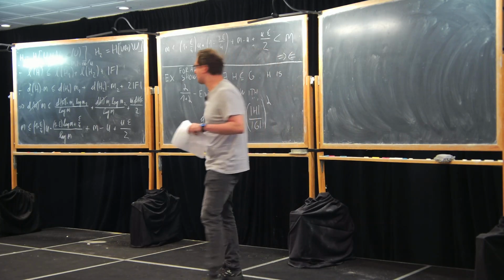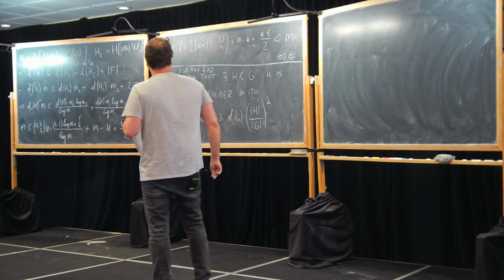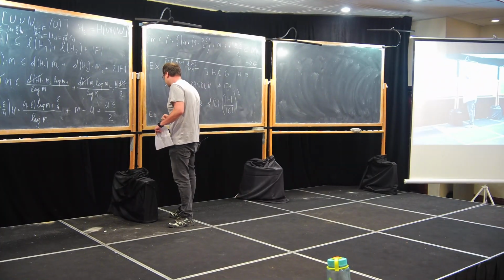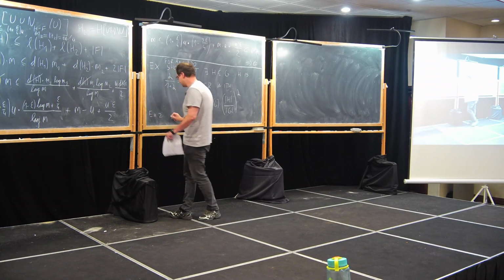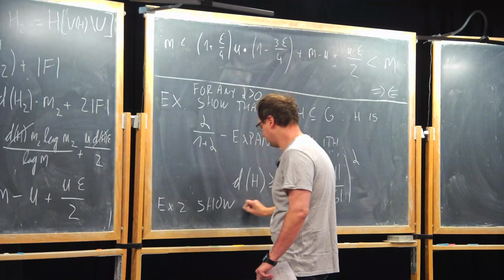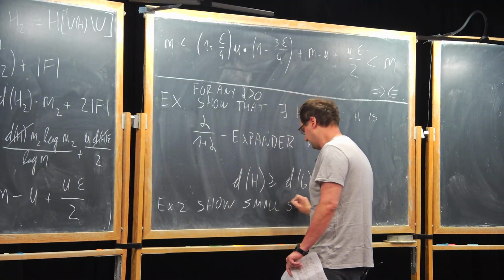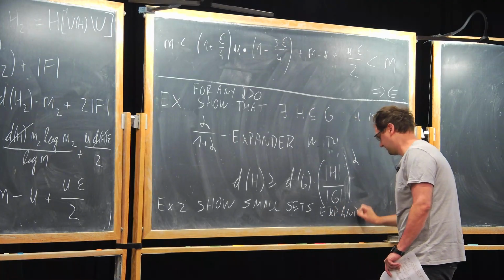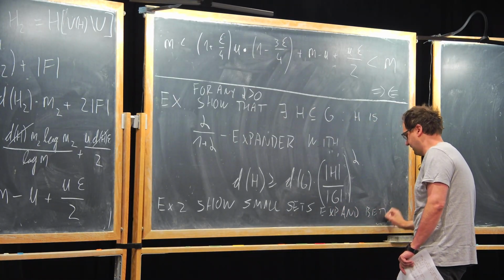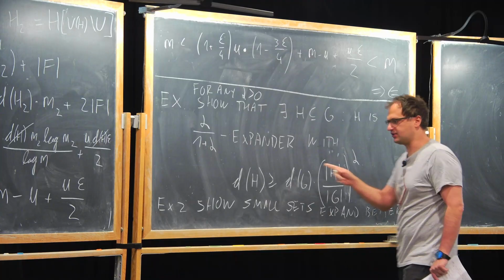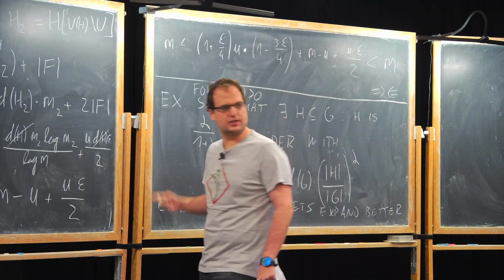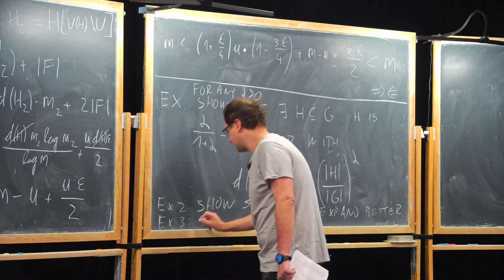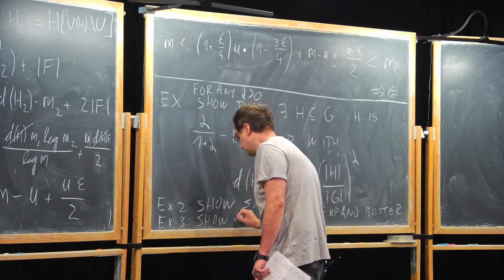So you said exercise 2 is just the same statement but with robustness. Yes, I think the notes have a bit more on it, but exercise 2 shows small sets expand better. And it's really not a bad exercise because it teaches you how to optimize these things if you want to actually do this. And exercise 3, show you get robustness as well.